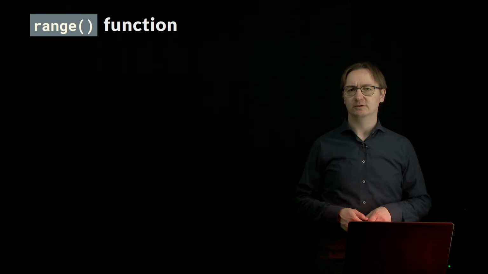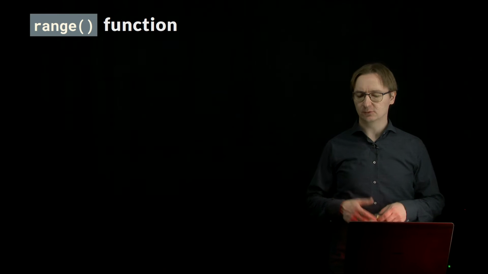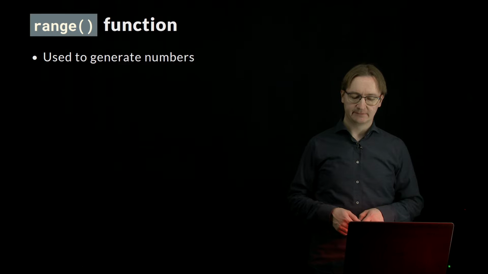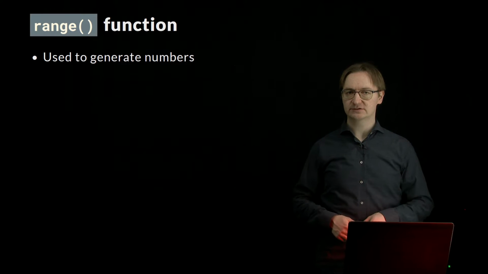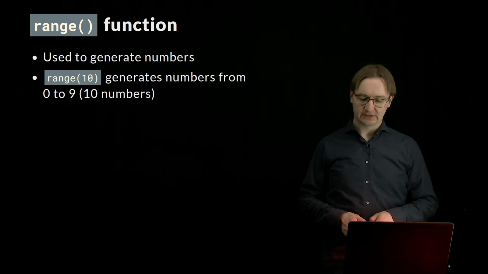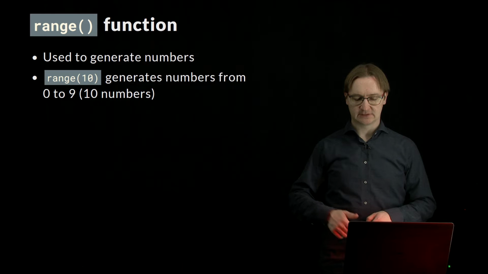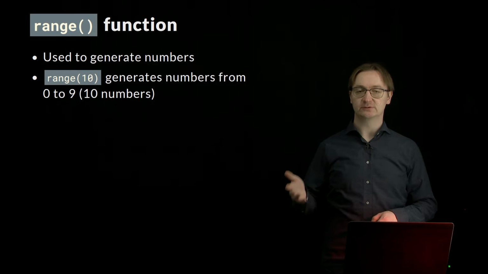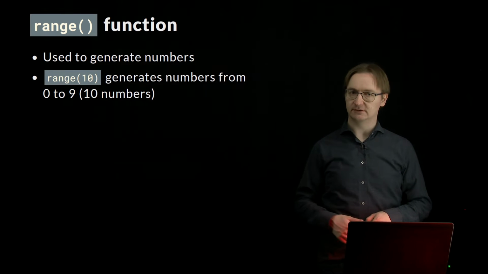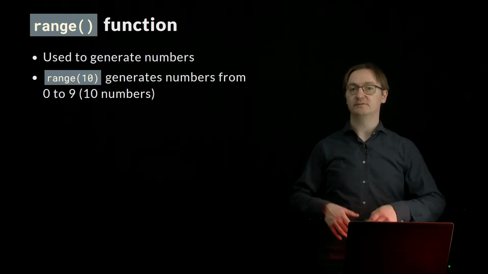One very helpful and useful function for looping is range. We can use this function to generate numbers. For example, range 10 generates numbers from 0 to 9. So 0 and 9 are both included, so we end up with 10 numbers.